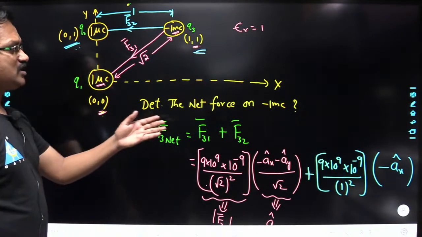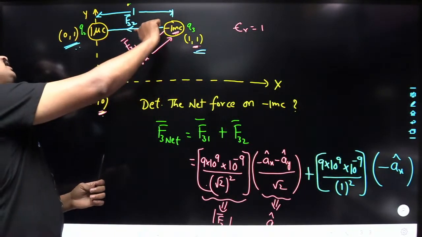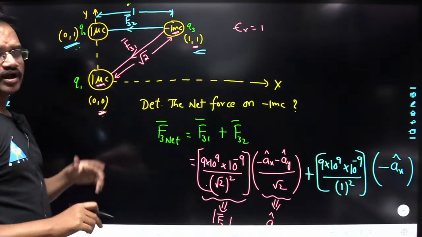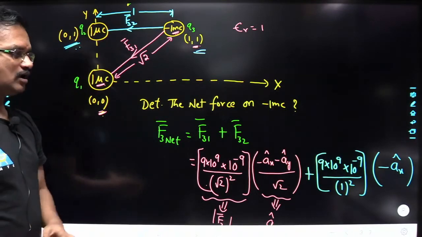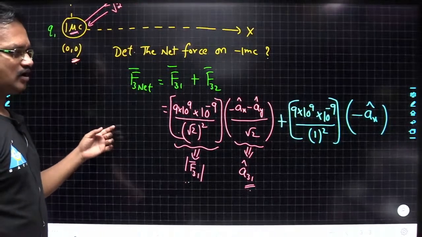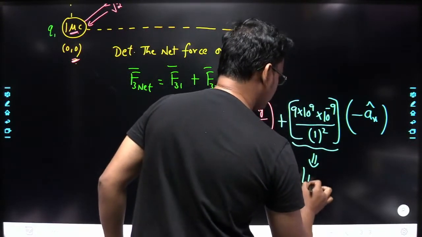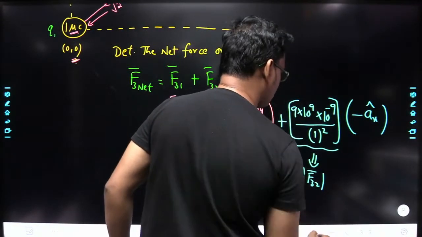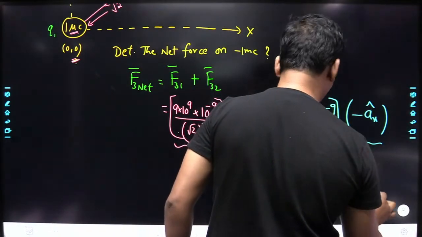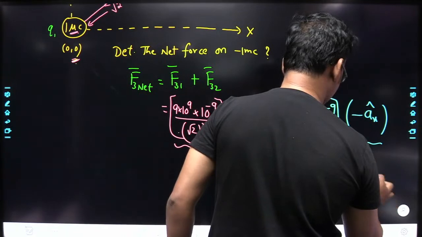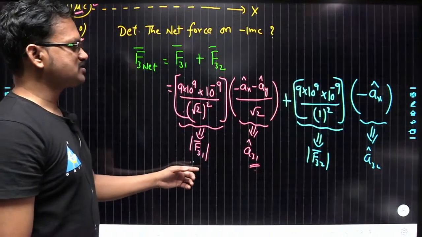But there is no need to calculate all these things here, because this vector is pointing in the negative x direction. We know that along the negative x direction, the unit vector is nothing but minus ax cap. Right? So in this manner you can directly write. So this represents what here? This represents the magnitude of F32 bar, and this is nothing but the unit vector A32 cap.